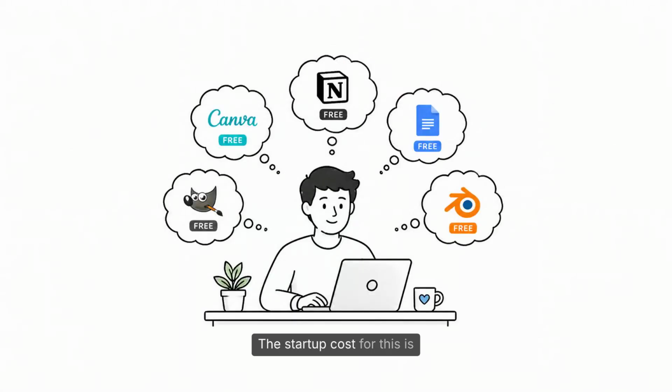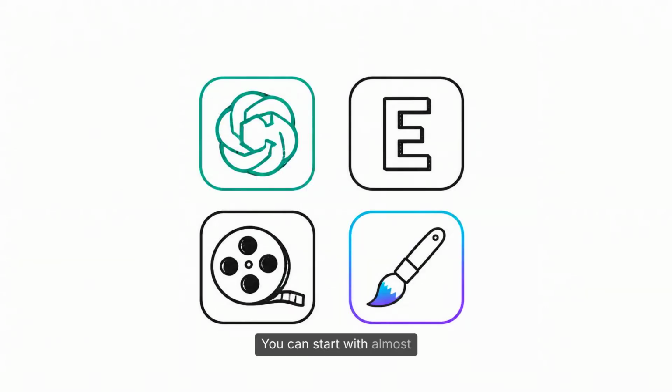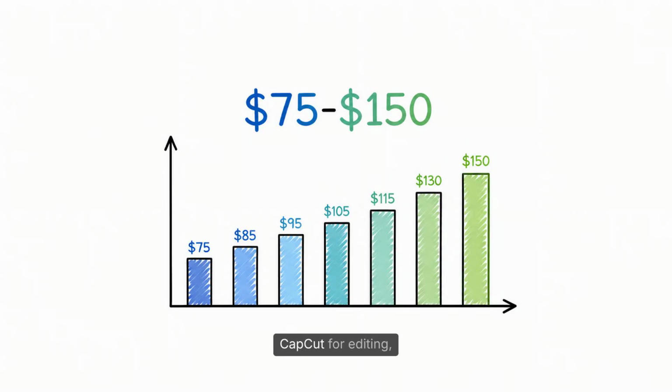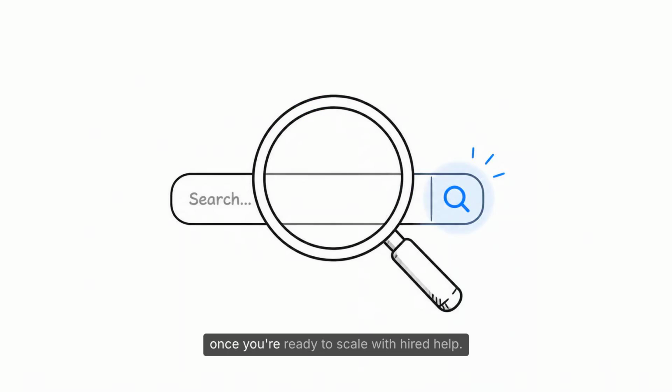The startup cost for this is lower than most people think. You can start with almost nothing using free tools. ChatGPT for scripts, ElevenLabs free tier for voiceover, CapCut for editing, Canva for thumbnails. A realistic starting budget is $75 to $150 a month once you're ready to scale with hired help.